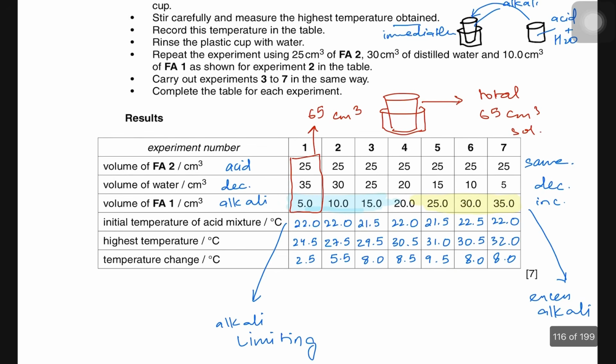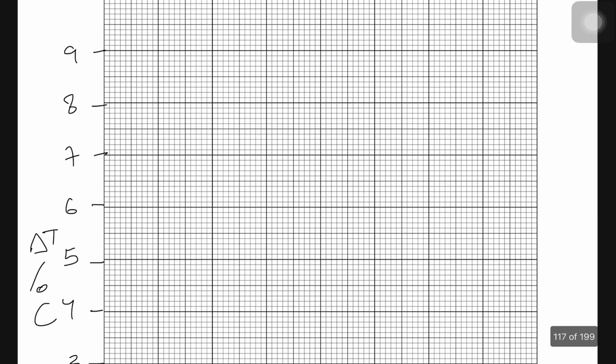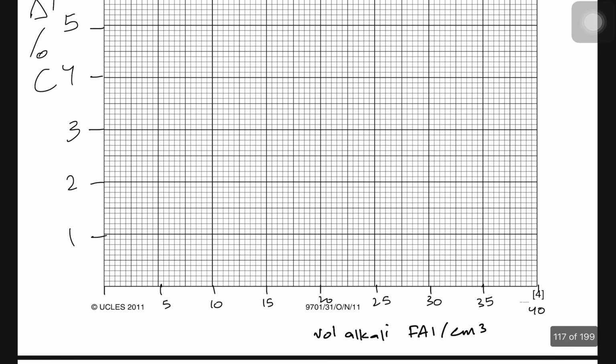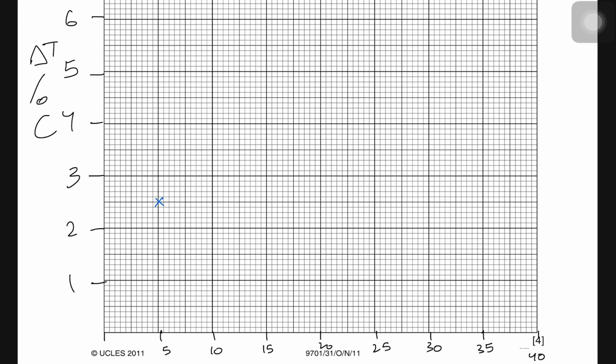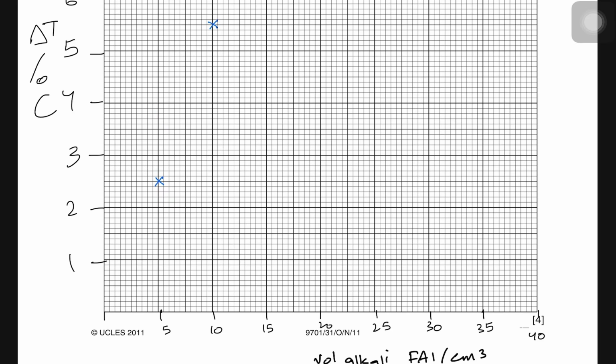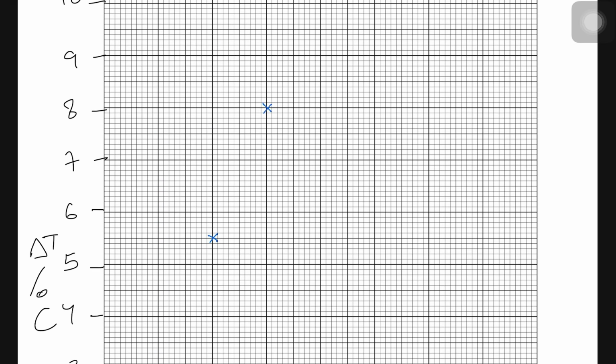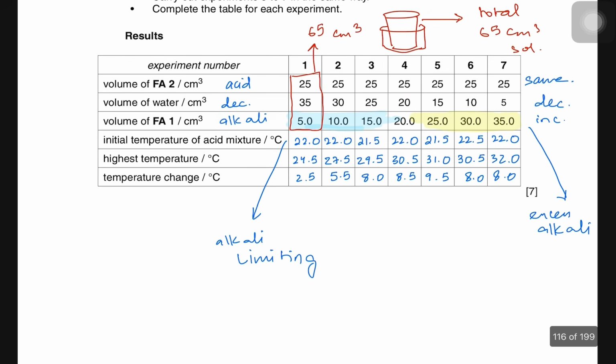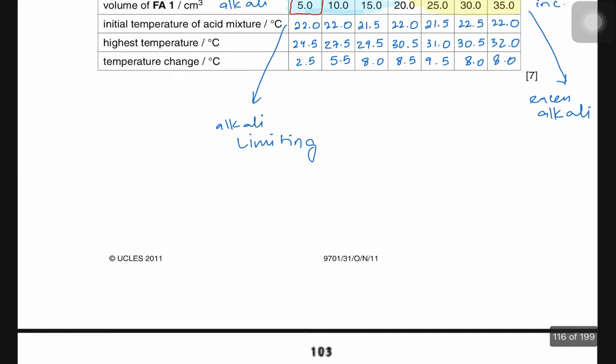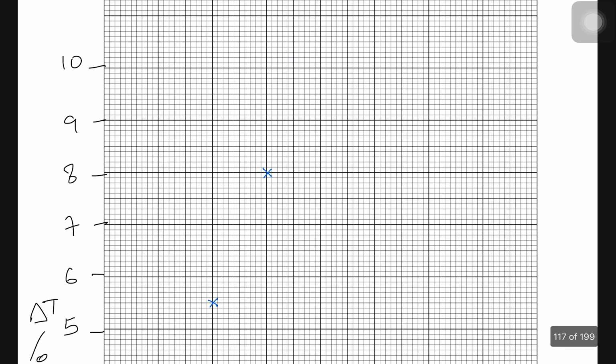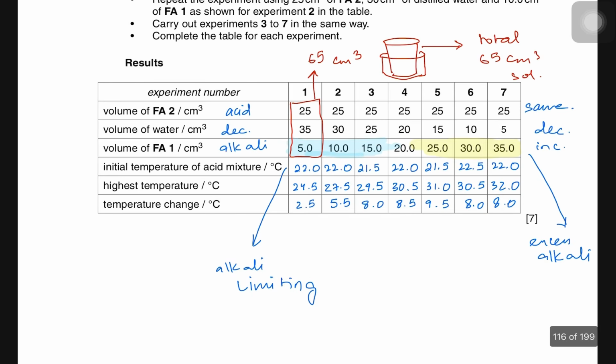Now you can see the temperature change was 2.5, then 5.5, then 8.0. Then we can continue to see it's 8.5, 9.5, 8.0, 8.0. 8.0 again is at 35.